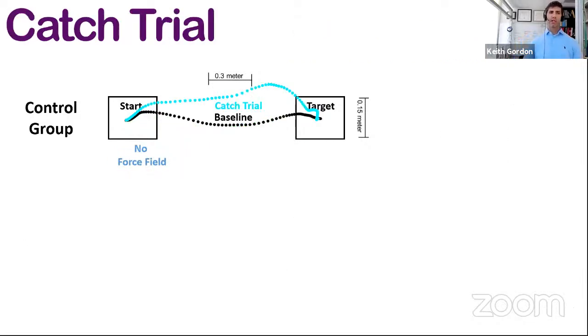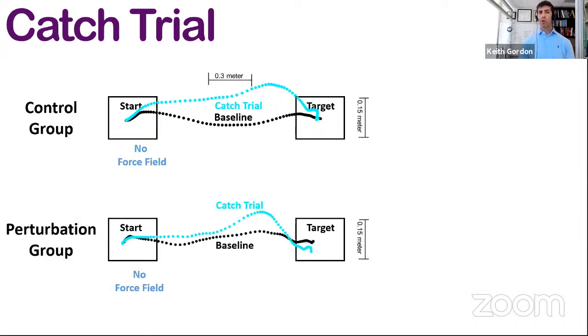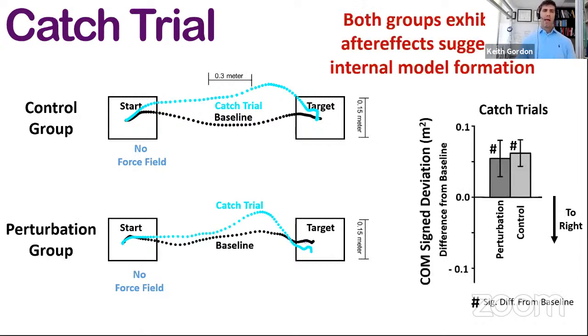Okay, lastly, let's take a look at the CATCH trials, those trials in which the force field was unexpectedly removed. In the representative participant from the control group, the center of mass trajectory during the CATCH trial is in the opposite direction, to the left of the direction of the anticipated consistent force field. A similar trend was observed in the perturbation group and confirmed by the group averages. The presence of the after effects here suggests that both groups had formed an internal model of the consistent force field. So although locomotor adaptation to the consistent viscous force field may have been impeded in the perturbation group, as seen in the previous slide, evidence from the CATCH trial suggests that it was not absent.